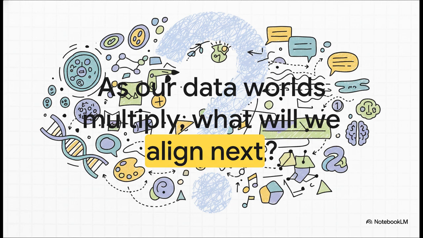So, we've seen how this brilliant, powerful idea for comparing different worlds was trapped by computational limits, only to be set free by an elegant mathematical trick. And that journey, from an impossible problem to a practical tool that changes everything, that's what drives science forward. And it leaves us with one final thought. From biology to language to art and beyond, our data worlds are constantly multiplying. So the question is, with tools like EGW, what will we be able to align and to understand next?